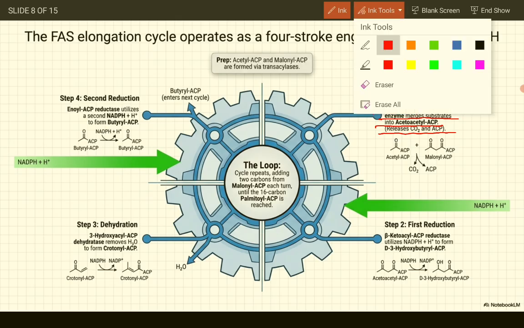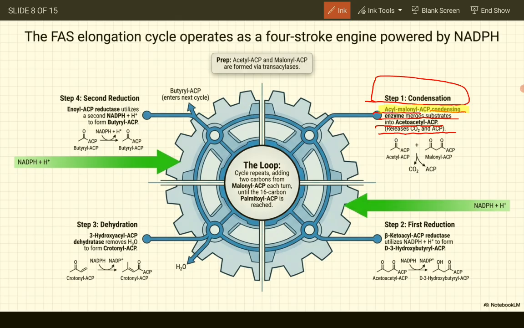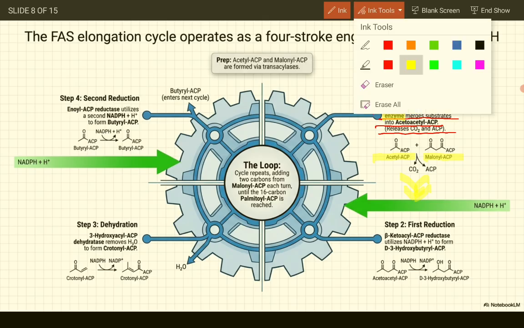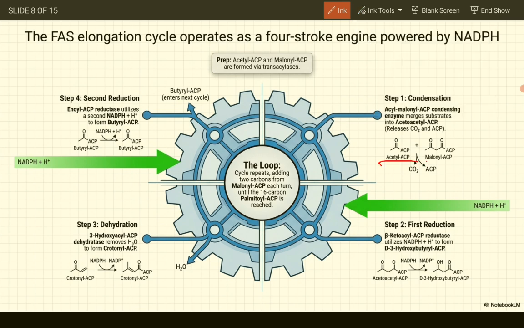So this enzyme, acyl malonyl ACP condensing enzyme, uses an acetyl ACP and a malonyl ACP produced through the carboxylation process and merges them. A condensation reaction happens and the two molecules are merged. So acetyl ACP and malonyl ACP have condensed to form acetoacetyl ACP. This is the first condensation reaction.